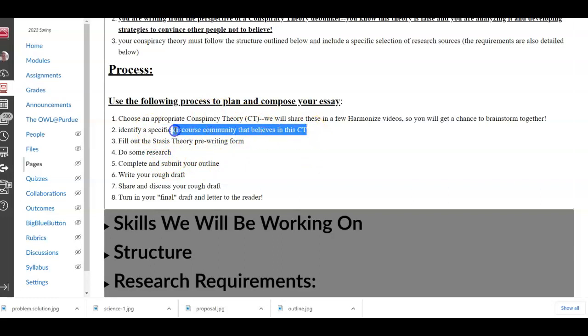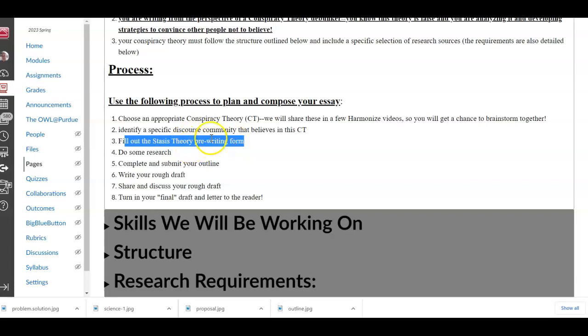So you're going to want to find something online that's going to be what you focus on. Don't try to find people in real life. You're going to find an online discourse community. Reddit is good. Some of these places, like the Flat Earth, people have their own website. Maybe a Stop the Steal Facebook group, right? These are all great places to look for a discourse community that traffics in conspiracy theories and is focused on your specific conspiracy theory. You're going to fill out the stasis theory pre-writing form, which sounds scary, but it's just a proposal for your paper, just brainstorming proposal.